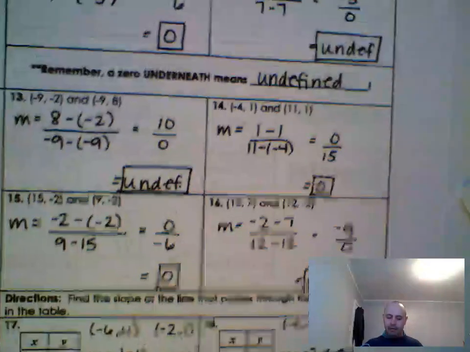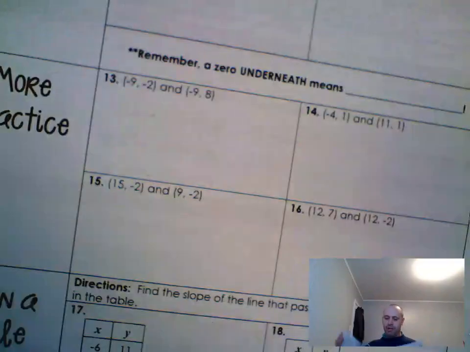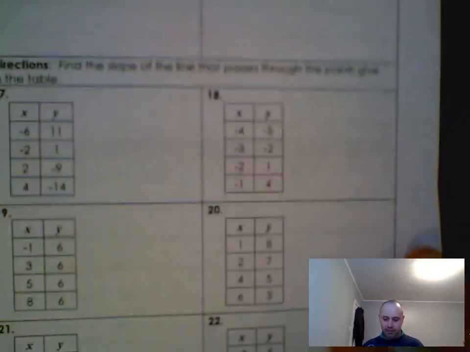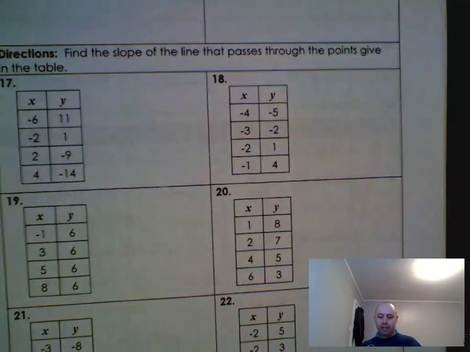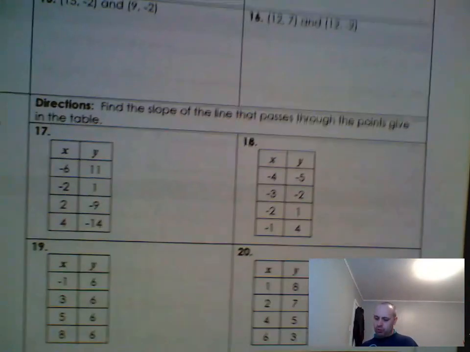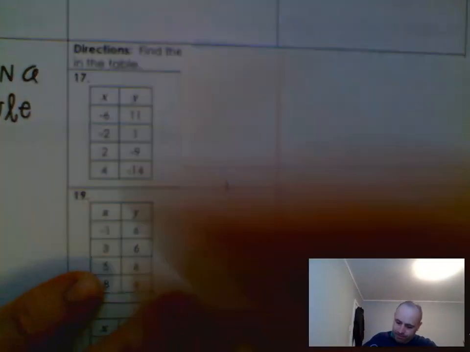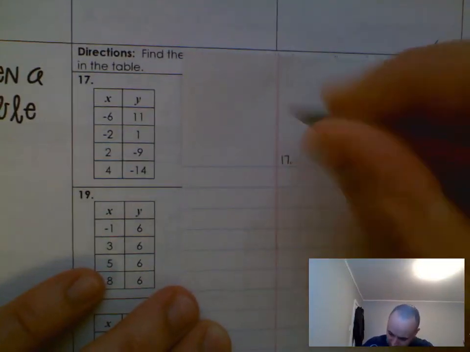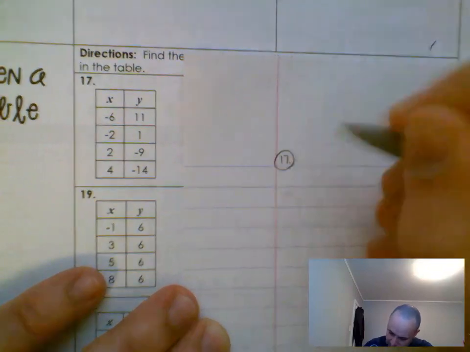Okay. But let's go ahead and see what we would do if we were given a table. So it's basically just the same thing. We're not doing anything different here. So let's look at 17. I'm going to flip over my sheet of notes, and I'd encourage you guys to do the same thing.